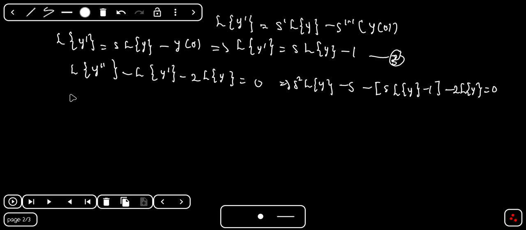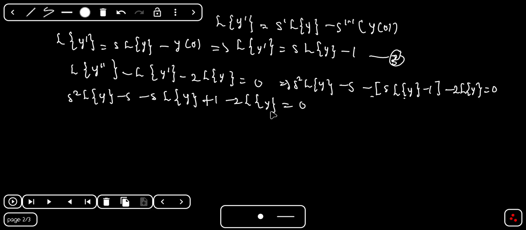So what we have now is s raised to the power of 2 multiplied by the Laplace transform of y, then minus s. If you open this bracket with this negative sign here, we have a minus s multiplied by the Laplace transform of y, then plus 1 minus 2 multiplied by the Laplace transform of y, then everything is equal to 0. So the next thing I'm going to do is to add s and subtract 1 from both sides. If I do that, I'm going to have s squared multiplied by the Laplace transform of y minus s multiplied by the Laplace transform of y, then minus 2 multiplied by the Laplace transform of y, which is equal to s minus 1.